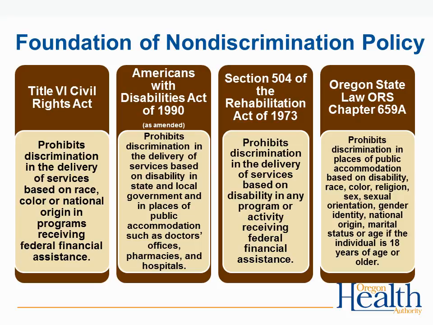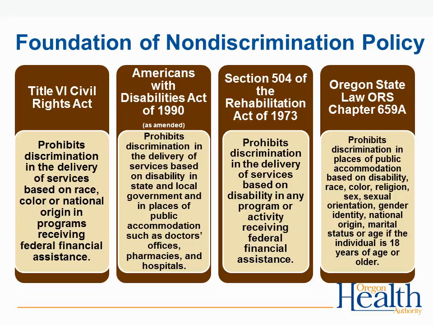Title VI of the Civil Rights Act prohibits discrimination in the delivery of services based on race, color, or national origin in programs receiving federal financial assistance. The Americans with Disabilities Act prohibits discrimination in the delivery of services based on disability in state and local government and in places of public accommodation, such as doctors' offices, pharmacies, and hospitals. Section 504 of the Rehabilitation Act prohibits discrimination in the delivery of services based on disability in any program or activity receiving federal financial assistance.